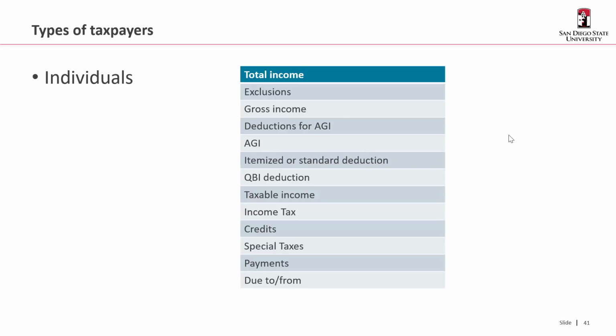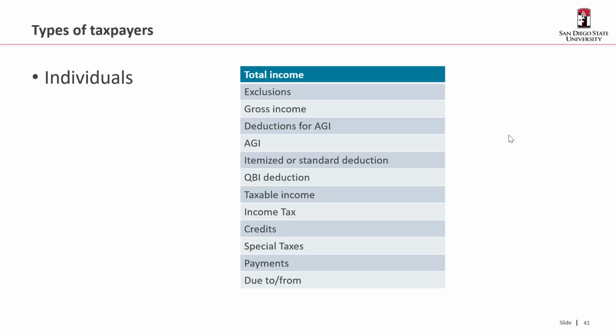So this is what the individual calculation of income tax and tax due from looks like. So you calculate total income. You exclude anything that is excludable from income to get to gross income. Then you take any deductions for adjusted gross income. So those are deductions that appear before adjusted gross income. Adjusted gross income is a subtotal. Then you take your from-AGI deductions, which are currently your itemized or standard deduction, whichever is larger, and the QBI deduction, or qualified business income deduction, or as some people say, the 199A deduction. That gives you your taxable income.